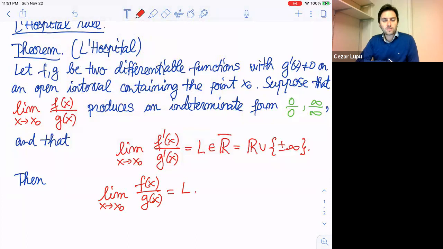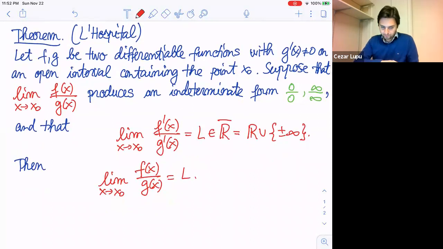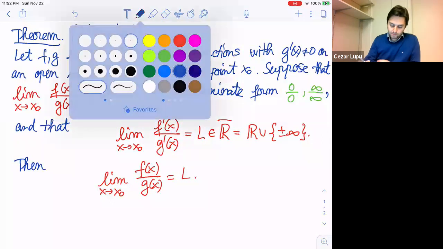So this is what happens. In other words, if you have an indeterminate of 0 over 0 or infinity over infinity, you can say that the limit as x approaches x naught of f of x over g of x is the same as the limit as x approaches x naught of f prime of x over g prime of x. So this is the L'Hopital rule, pretty straightforward, and it will be extremely useful in computing limits of functions, as we will see throughout this lecture. All right, let me point out a remark now.